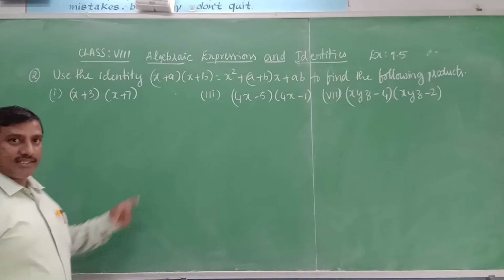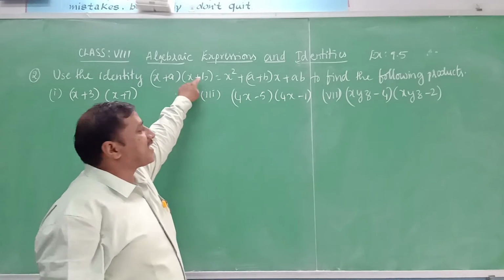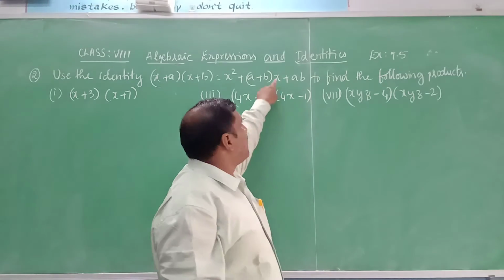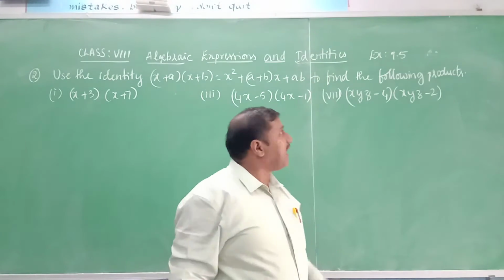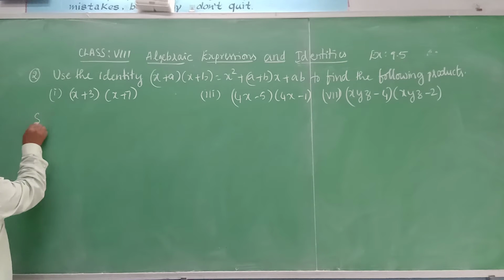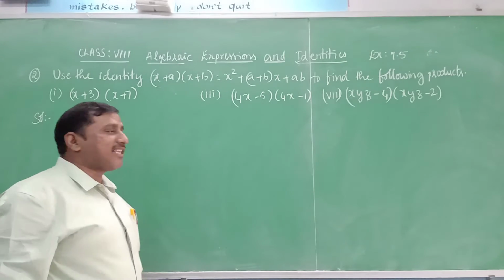Now we will discuss the second bit. Use the identity x plus a into x plus b is equals to x square plus a plus b into x plus a into b to find the following products. So here we have the first bit: x plus 3 into x plus 7.